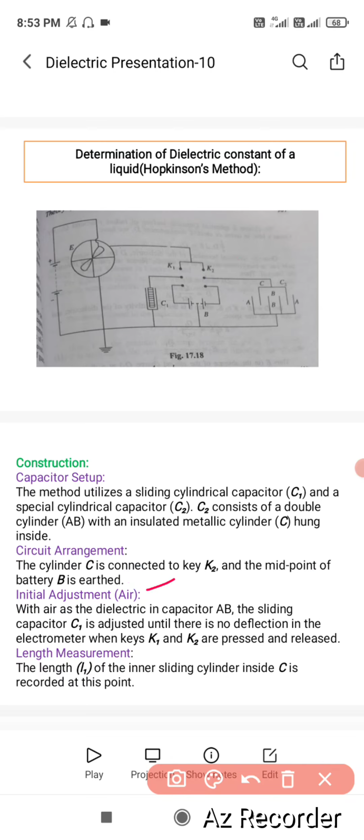In the initial adjustment, the capacitor AB has air as its dielectric. The first medium we use is air. The sliding capacitor C1 is adjusted until there is no deflection in the electrometer when the keys K1 and K2 are pressed and released.